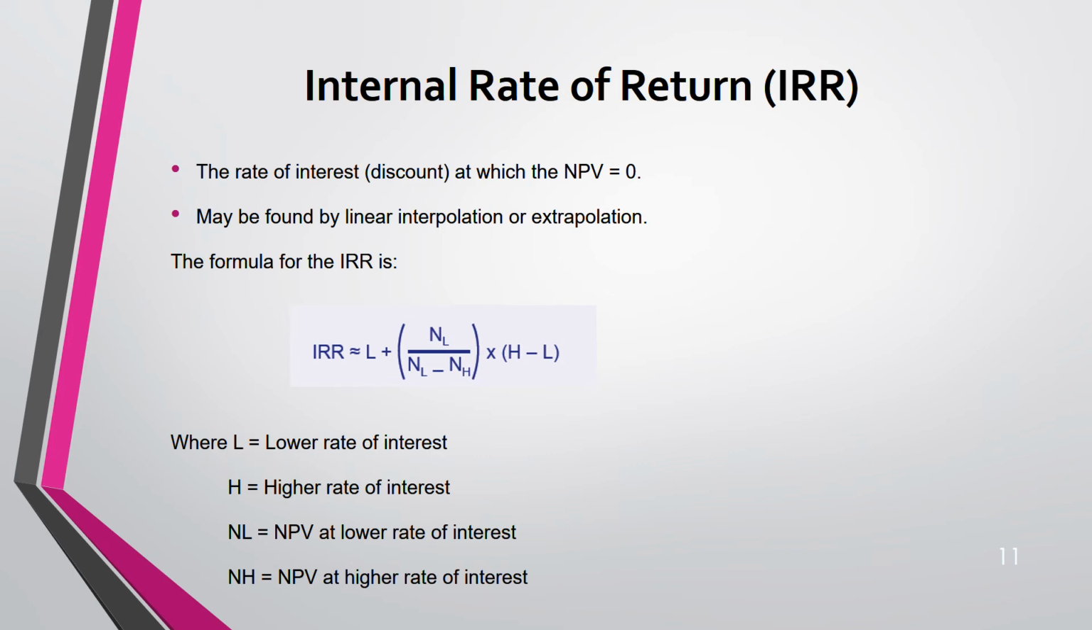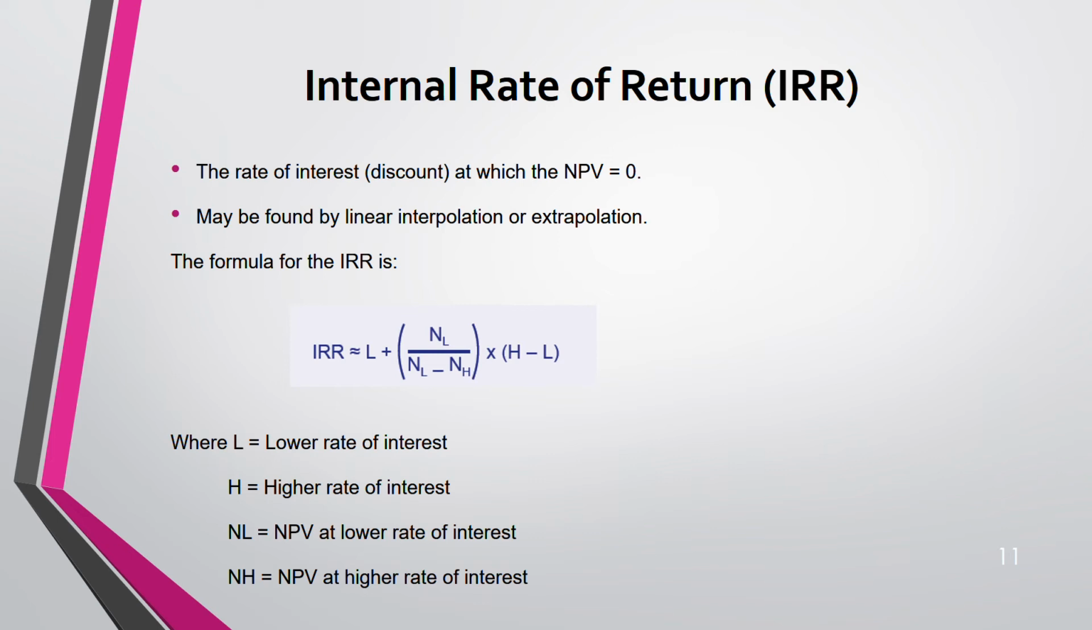NL divided by NL minus NH. Okay, don't make it the other way around. You might think that if you do it the other way it might work out. Don't do it. Don't change the formula. Keep it as it is. NL means net present value at the lower rate of interest. NL divided by NL minus NH.